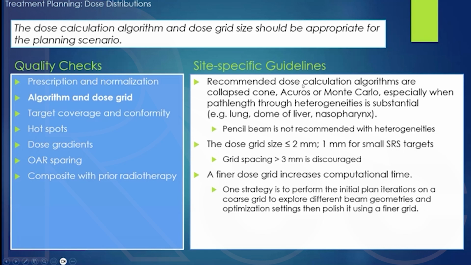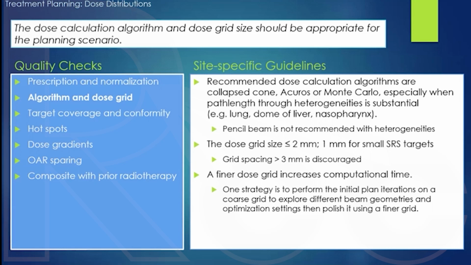It's recommended to use dose calculation algorithms such as collapsed cone, Acuros, or Monte Carlo, especially when the path length through heterogeneities is substantial. So think lung, the dome of liver, nasopharynx. Pencil beam is not recommended in these settings. The recommended dose grid size is 2 millimeters or smaller, perhaps even 1 millimeter for SRS. A grid spacing of greater than 3 millimeters is discouraged. This will absolutely increase computational time by using a finer dose grid.